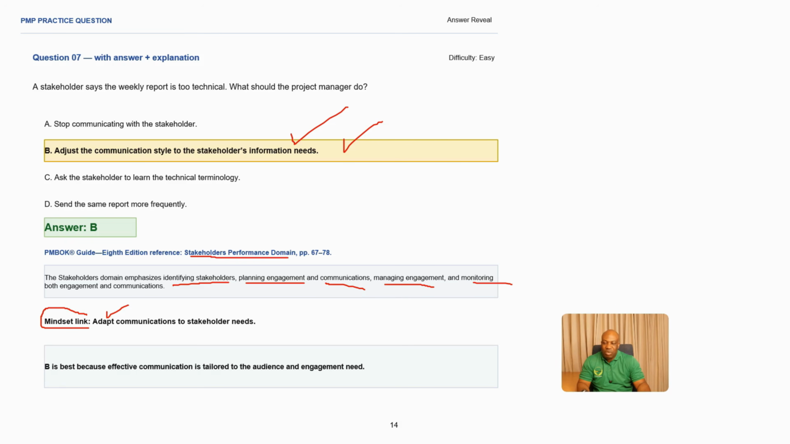In terms of mindset, what mindset are we talking about here? You need to adapt communication to stakeholder needs. Not every communication should be sent to stakeholders. It has to be tailored based on their needs. So making B the best answer because effective communication is tailored to the audience and also engagement needs. This is very important. So if you look at the process groups in the project management process, you find there is a stakeholder engagement plan. So this is where you also need to put the communication needs that you need to apply there. So making B the best answer.